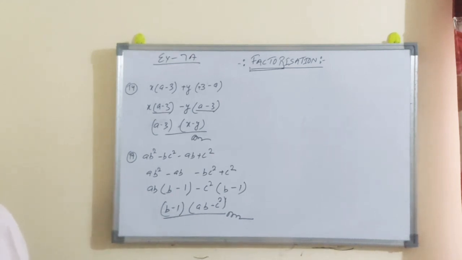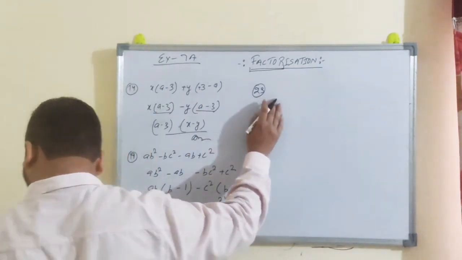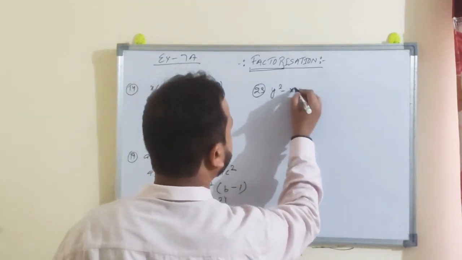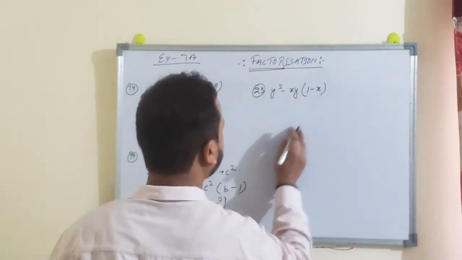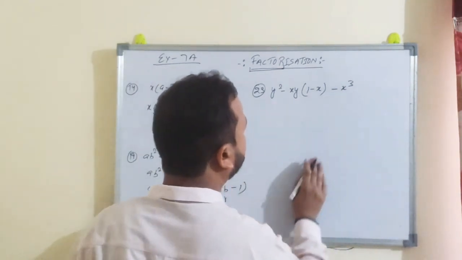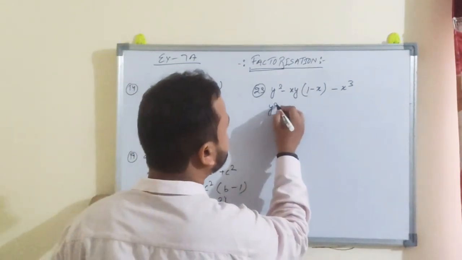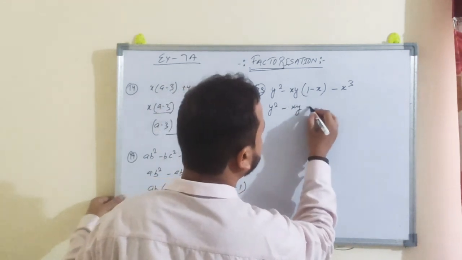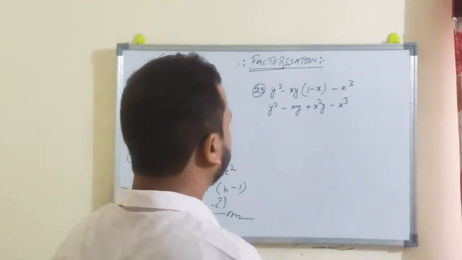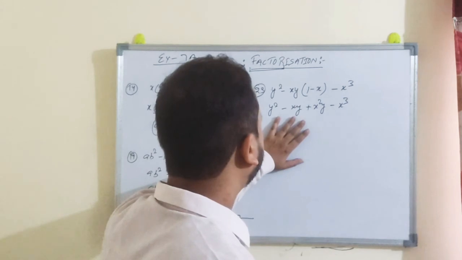Question number 23. y square minus xy, y square minus xy in a bracket 1 minus x, and minus x cube. So in this type of question, first you have to open the bracket. So y square minus xy minus minus plus x square y minus x cube. So now if we take y common here, y square is left.